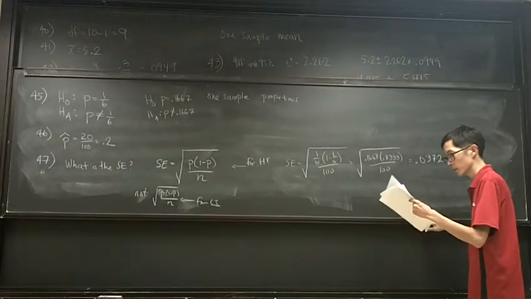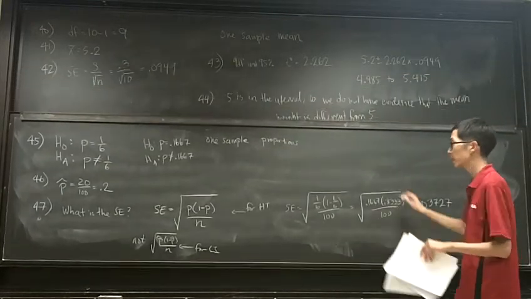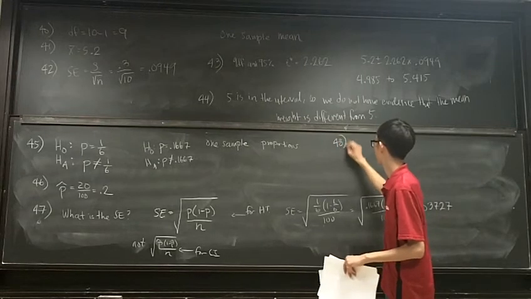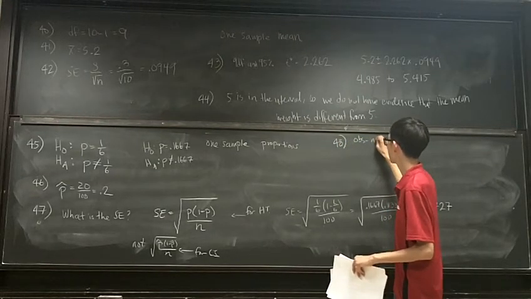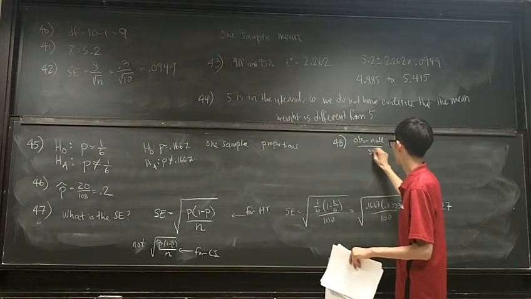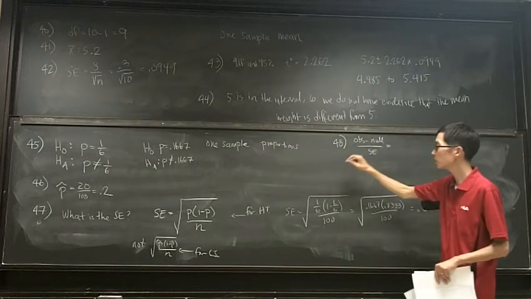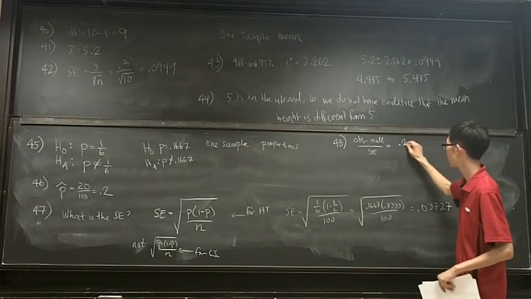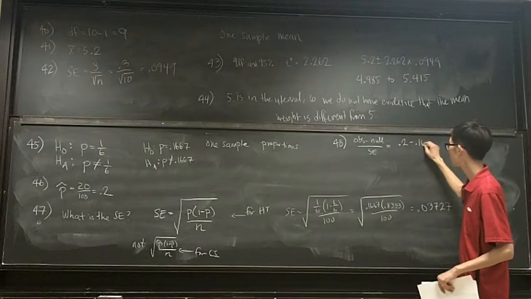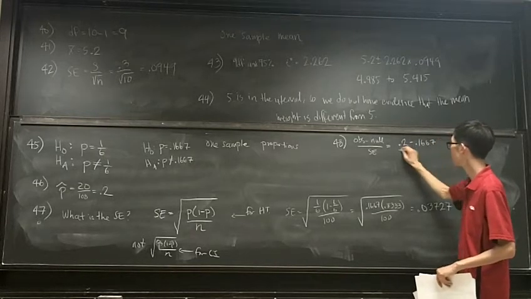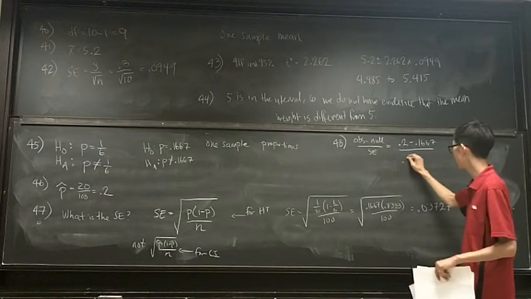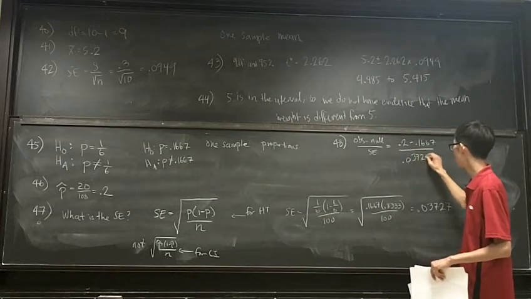So what is our test statistic? We do observed minus null divided by standard error. What did we observe? We observed a p hat of 0.2. Our null hypothesis says 0.1667. And our standard error is 0.03727.